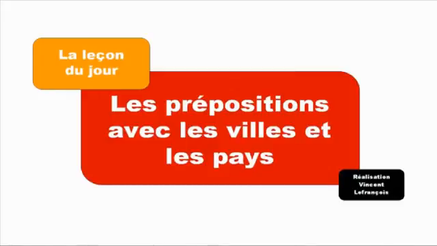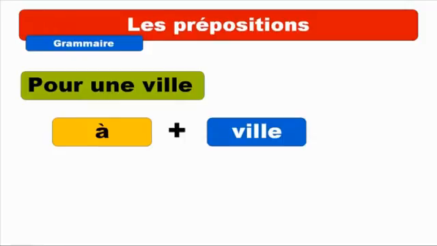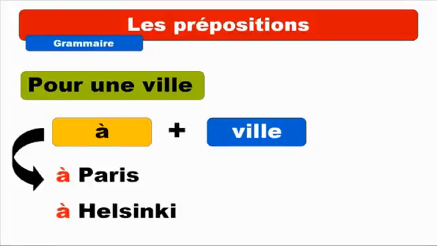So which preposition should you use when you introduce towns or countries? Let's start with a town. If you want to introduce a town, pour une ville, then you will have to use the preposition à. Okay, and then just put the town. Let's take an example: à Paris, à Helsinki. It's actually quite simple.